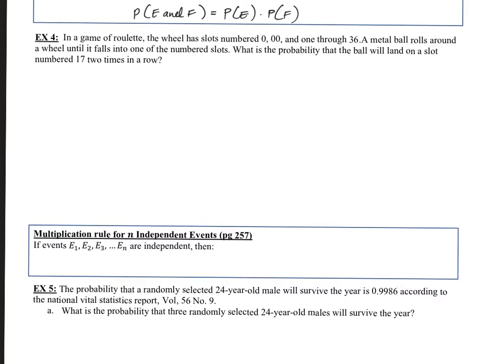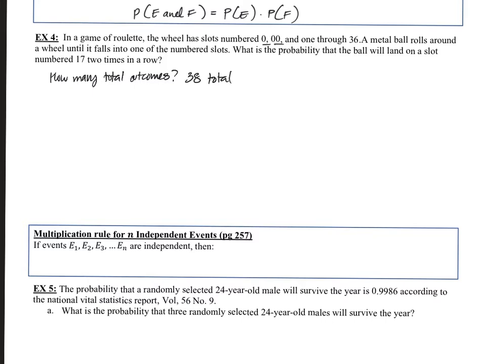Alright, let's see. What do we know? Well, we know that there are how many possible outcomes? Well, we know there's numbered 1 through 36, so that is 36 different outcomes. But then we also have the outcome of 0 and 00. So that's going to be 36 plus 2, 38 total outcomes.